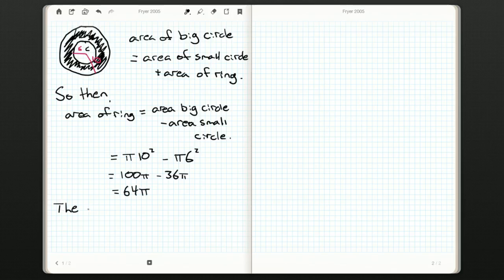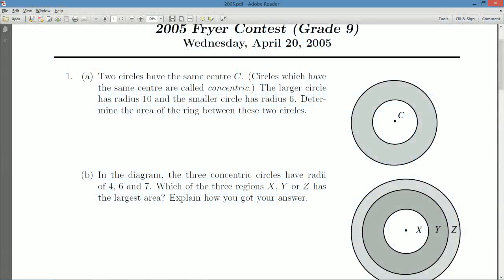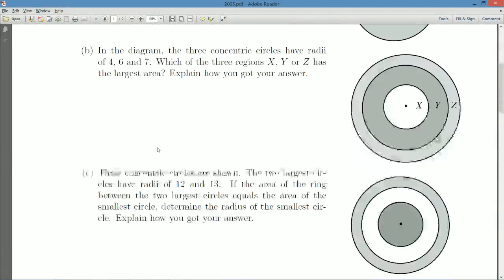That's the written contest, so rather than bubble something in, we're going to have to give a little statement. 64 pi, and I believe there were no units associated to this, but we'll double check. Right, radius 10, not 10 meters or 10 centimeters or anything like that. We've determined the area of the ring between these two circles, so we can move on.